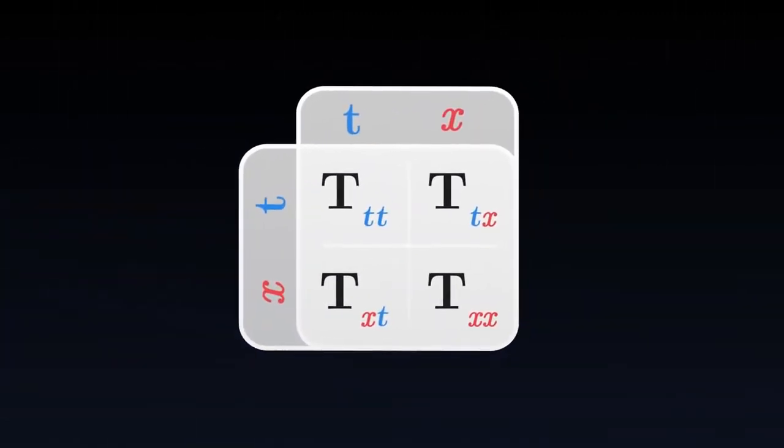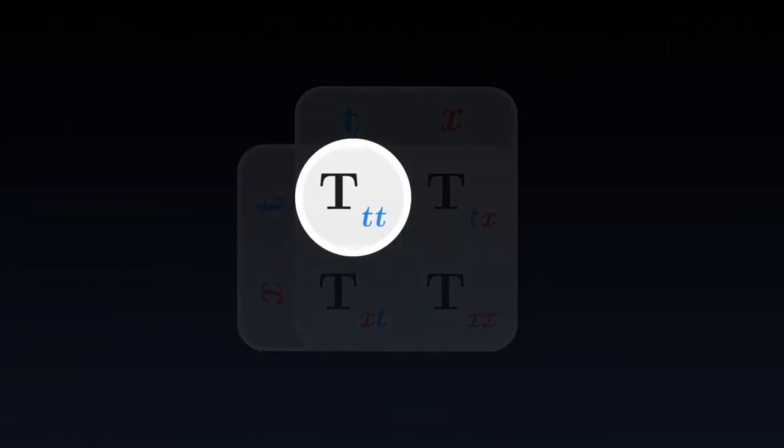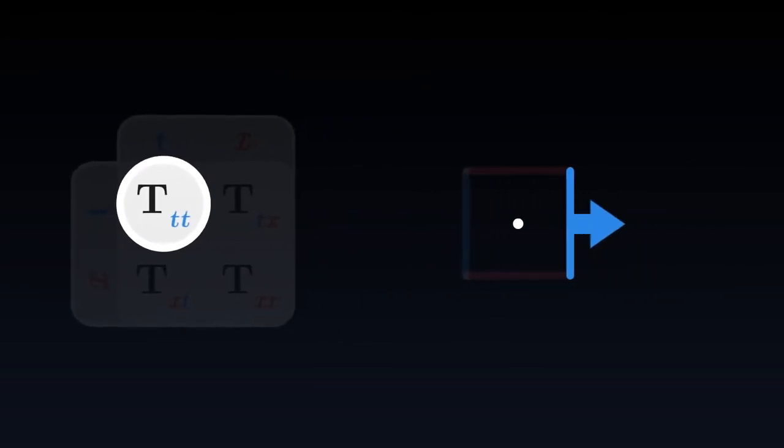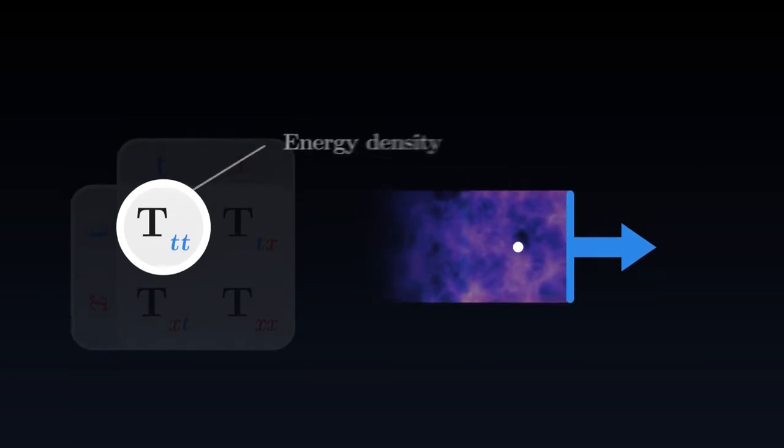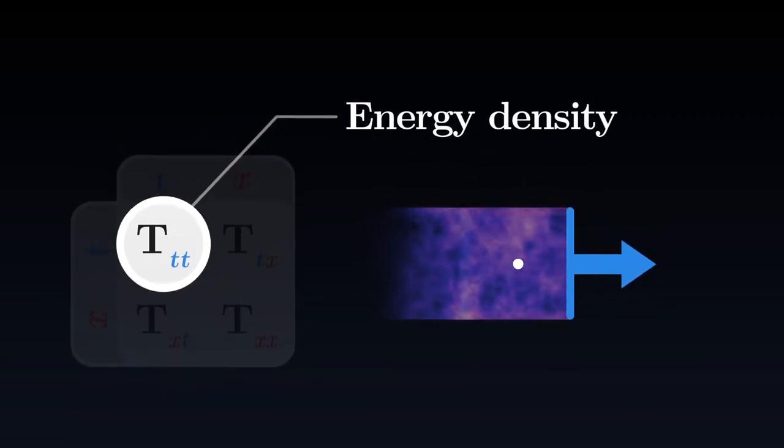In this tensor, the first component measures the amount of energy traveling through time. This component indicates how much energy crosses the point, moving towards the future. It's more commonly called the energy density. It gets greater when more energy passes through the point.